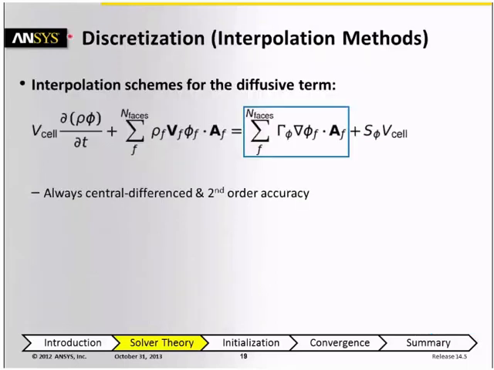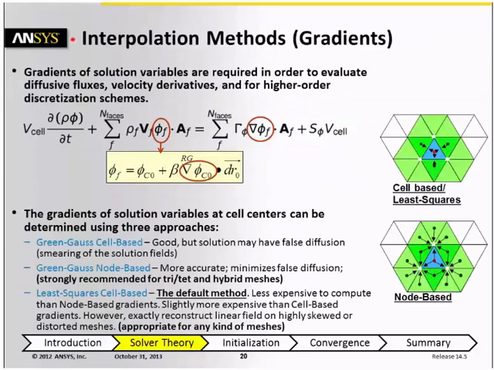We've seen the way pressure is discretized and also convective fluxes are discretized. When Fluent solves an equation that includes a diffusive term, the discretization scheme used for this term is always a second order accurate central differencing scheme. The final bit of numerics that we want to talk about is how gradients are calculated for use in higher order convective terms and also for diffusive fluxes.